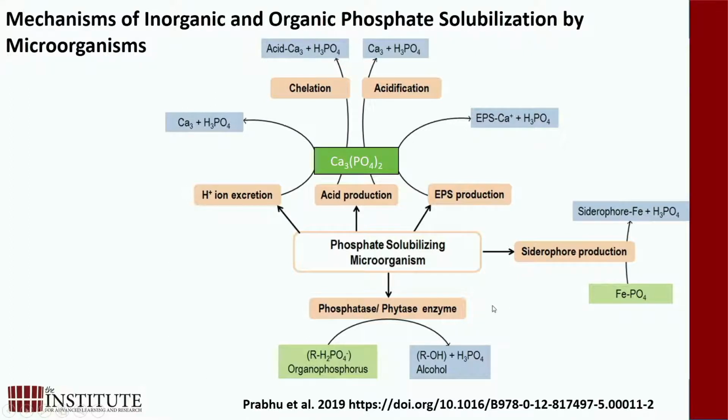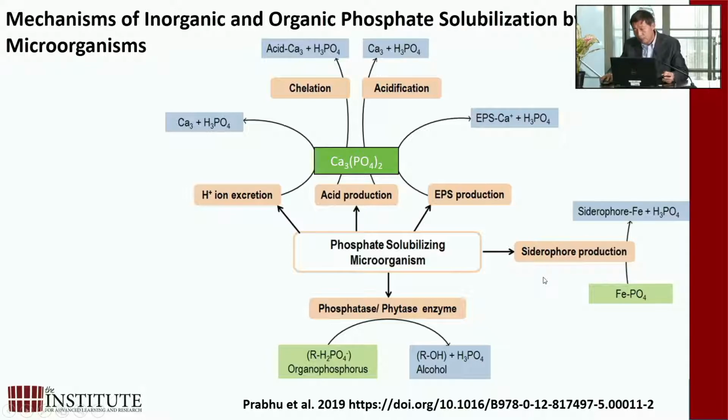Here's also bacteria produce siderophore. Siderophore has a high affinity to iron, so it also releases phosphate. For organic phosphate, there are 2 enzymes that release some phosphate ion.